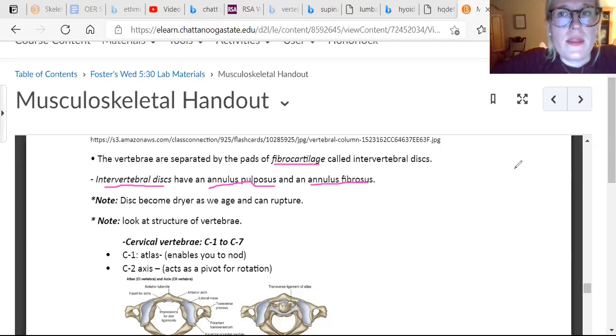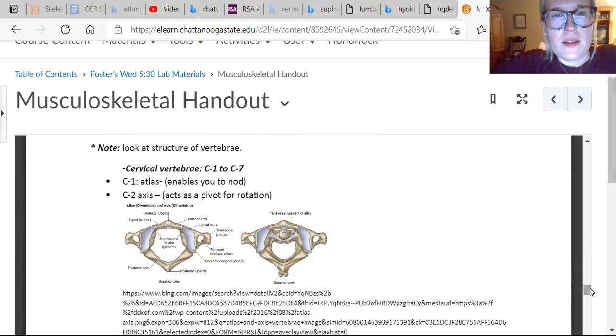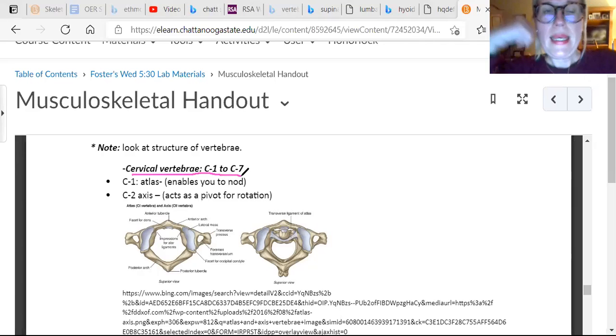Now we're going to look at the shape of the vertebrae, each category of vertebrae, let's put it that way. All right, let's talk about the cervical vertebrae to start. The cervical vertebrae are C1 through C7. The only thing I really want you to first focus on is that C1 and C2 are very different than the rest of the vertebrae in the body, okay?